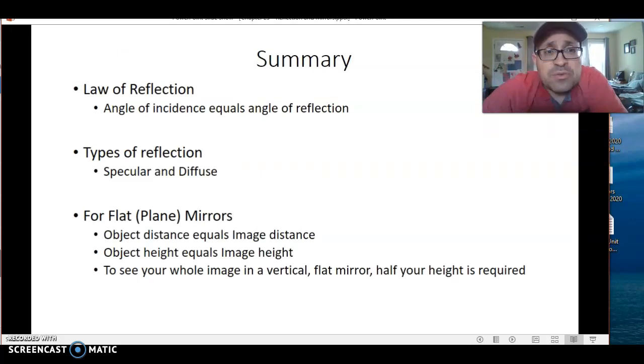So in this lesson, we've looked at this really interesting idea called the law of reflection. There's two types of reflection, if you wanted to kind of categorize it broadly: specular and diffuse. And as we just saw in the previous slide, object distance equals image distance. If you're looking at a flat mirror, object height equals image height. And to see your whole image, you really just need half your height as far as the size of the mirror goes anyway.